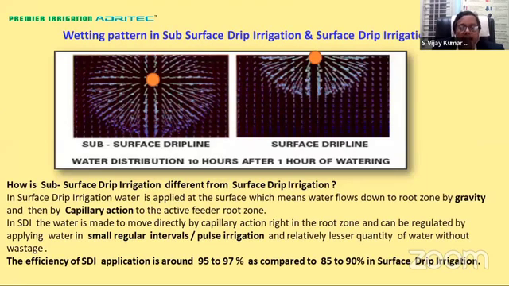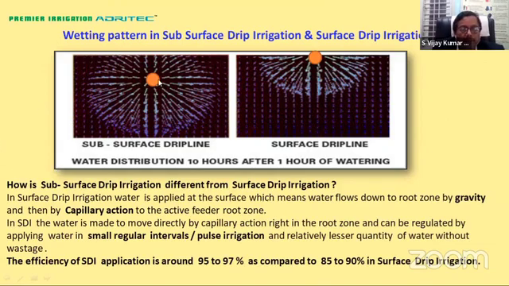Now let us understand the way water moves in subsurface drip irrigation and surface drip irrigation. As you can see, in subsurface drip irrigation, the water is distributed throughout the soil. This is an X-ray photograph where you can make out how the water is moving. And this is surface drip irrigation and how the water moves. So how is subsurface drip irrigation different from surface irrigation? In surface drip irrigation, we all know the water flows by two methods: one by gravity, and second by capillary action to the feeder root zone.